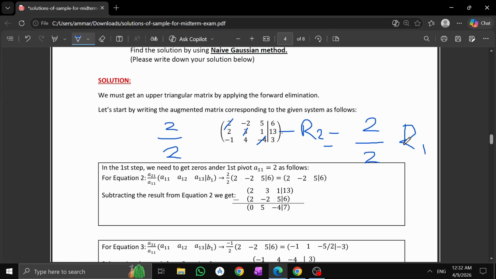How do we know the pivot row? What is the pivot? We're making this 0. What is the pivot, the number above it? Okay, this one. So we're going to use the pivot row, which is row 1. So that's what he did.